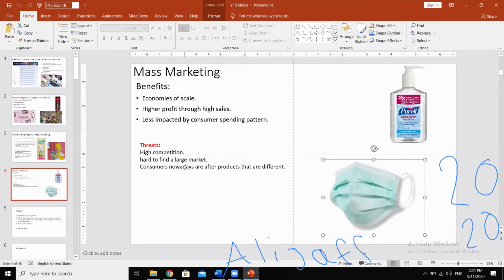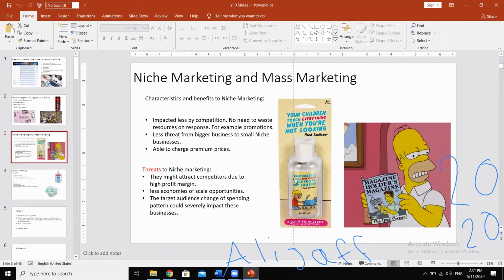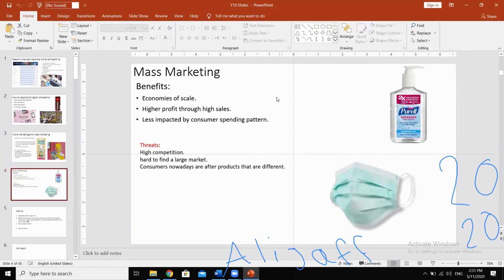And nowadays, a lot of consumers and customers are after products that are special. Like, if I have this in my house, it would be cooler than if I have this in my house. You know, it's a source of conversation. So people talk about it and they comment on your things. So normally people nowadays are after things that are special. So that might lower your profit as a result.